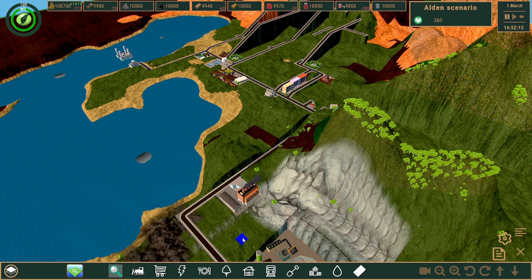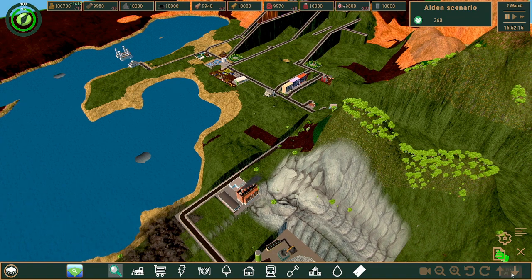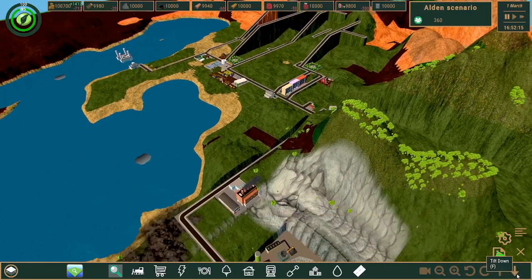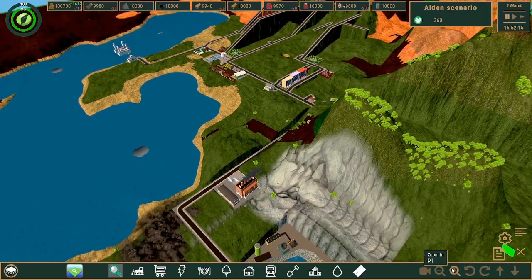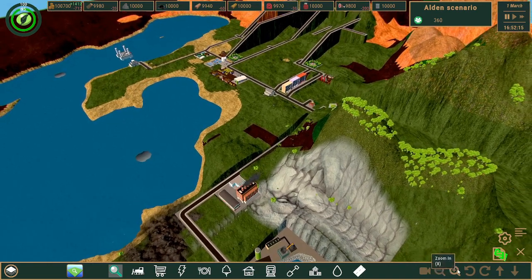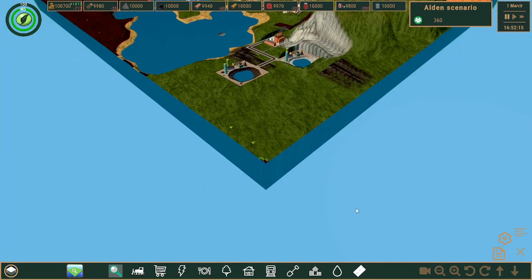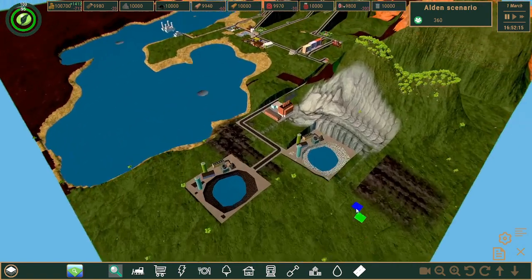At the bottom of the screen, you have a big bar with, on the right-hand side, all the different commands in order to move the camera around. So zoom in, zoom out, rotate, tilt, etc., and reset the camera as it was in the beginning.